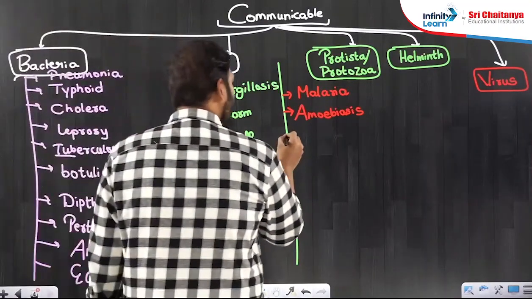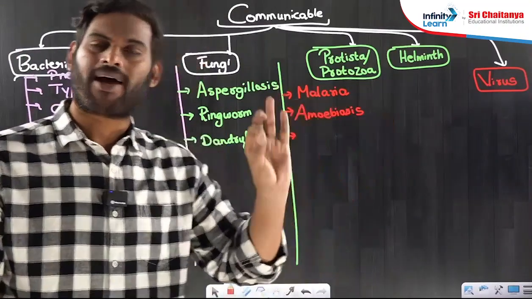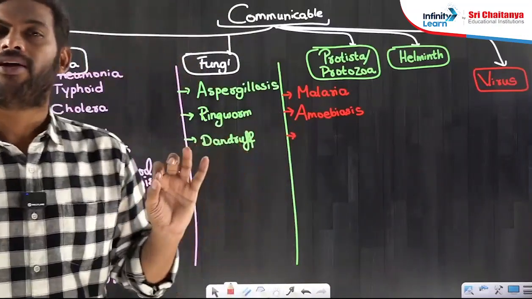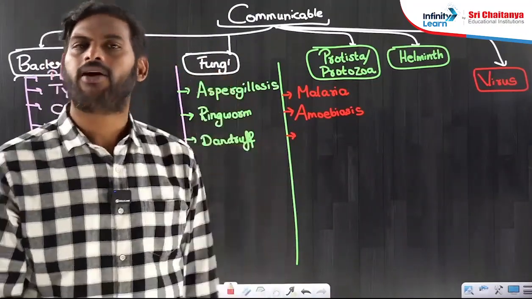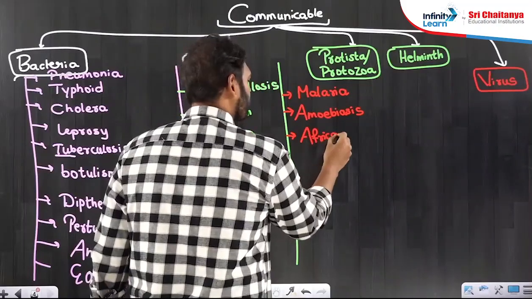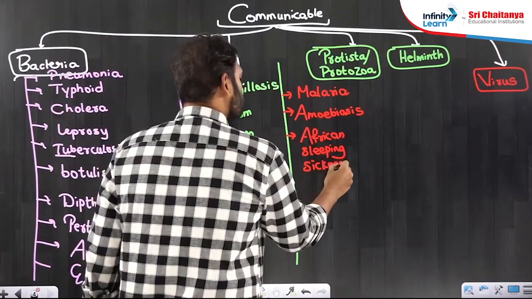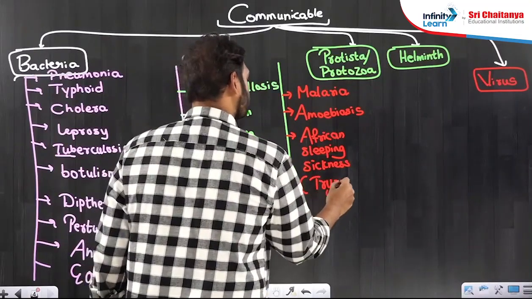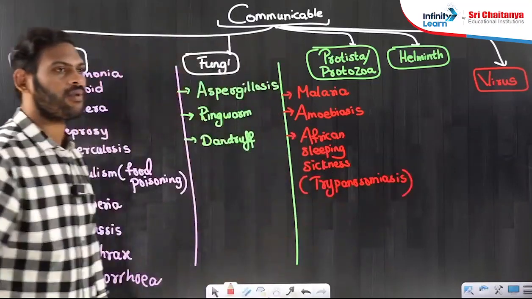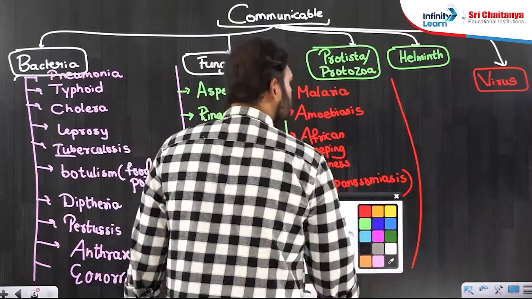And there is a notorious pathogen. If it comes into your body through a fly, if that fly infects you with this pathogen, right now you're sleeping 6 to 8 hours in a day. But if this pathogen comes into your body, it will mess up your sleep cycles and you will start to sleep 18-20 hours a day. This is referred to as African sleeping sickness. It is also called trypanosomiasis, because it is caused by Trypanosoma gambiense. Trypanosomiasis. Good.